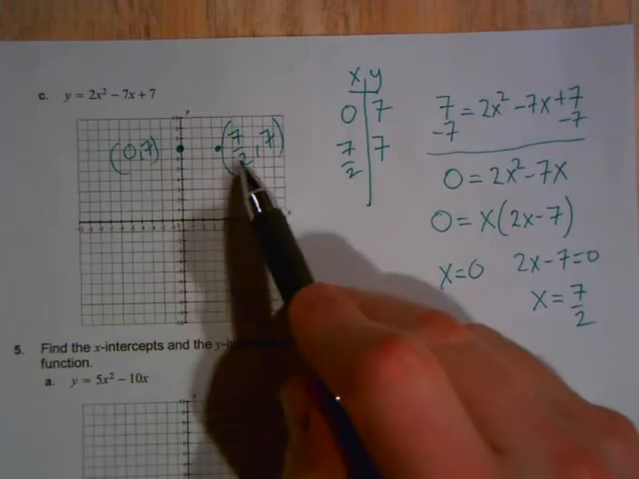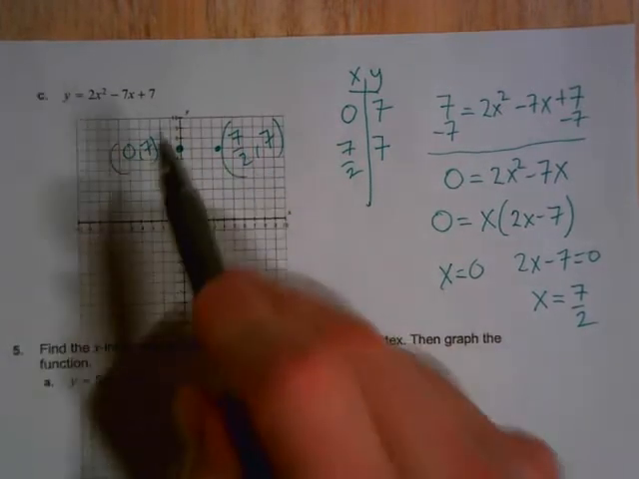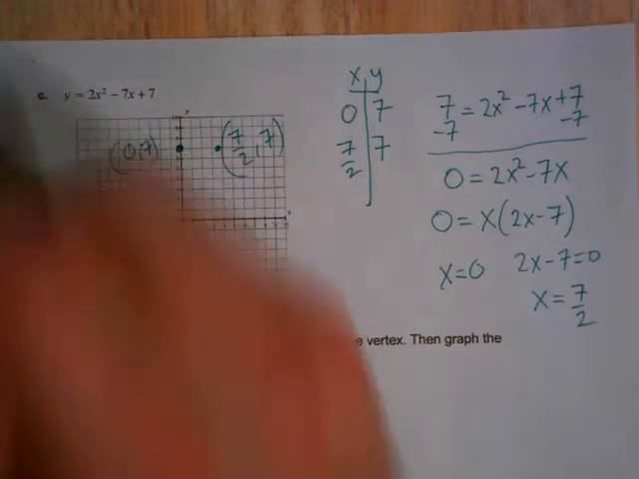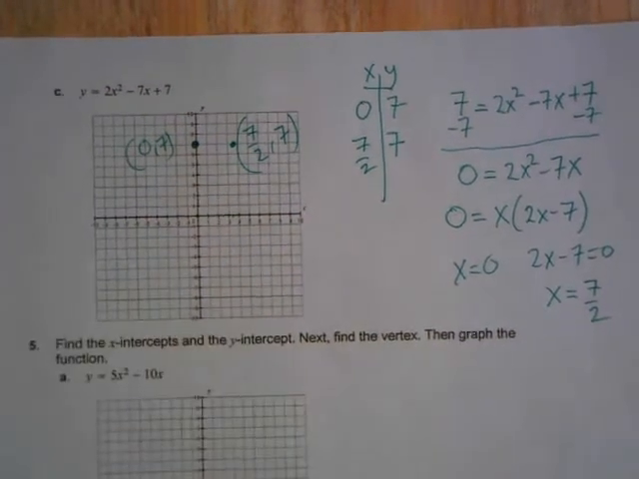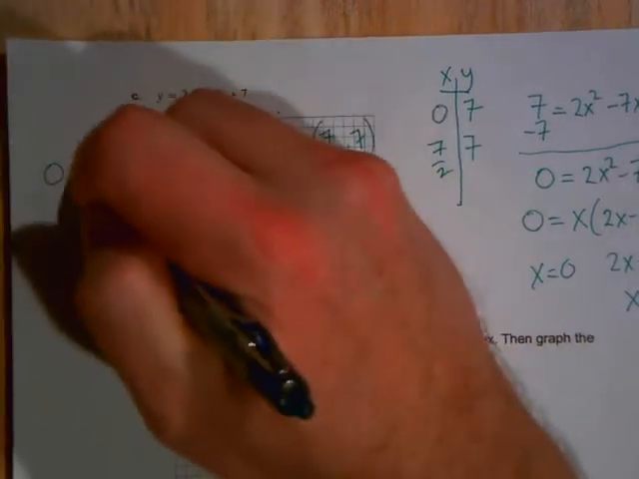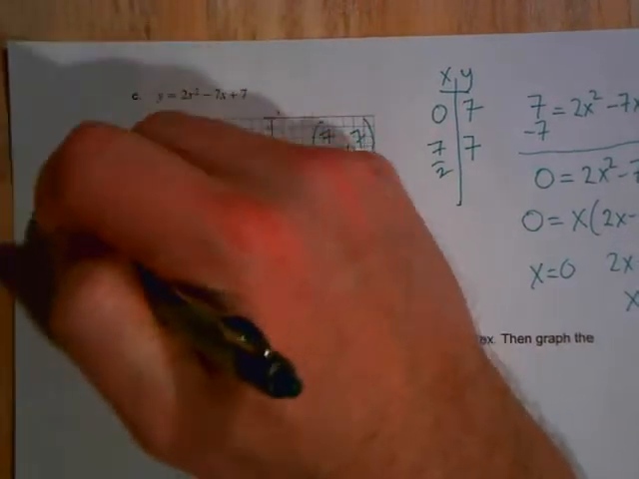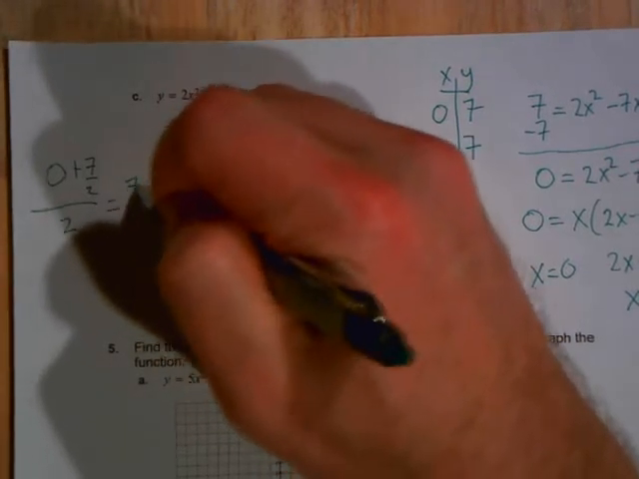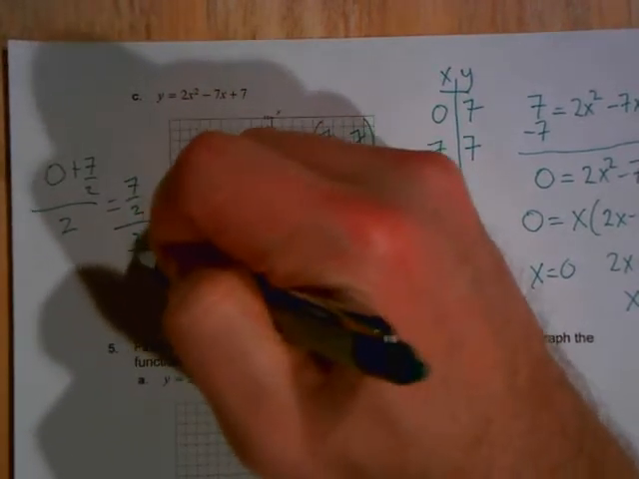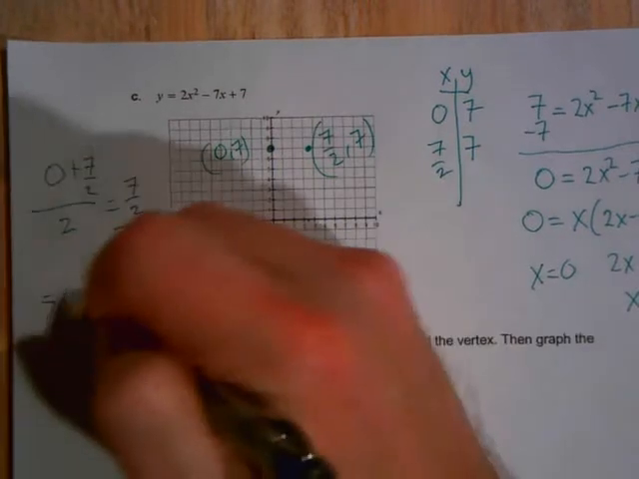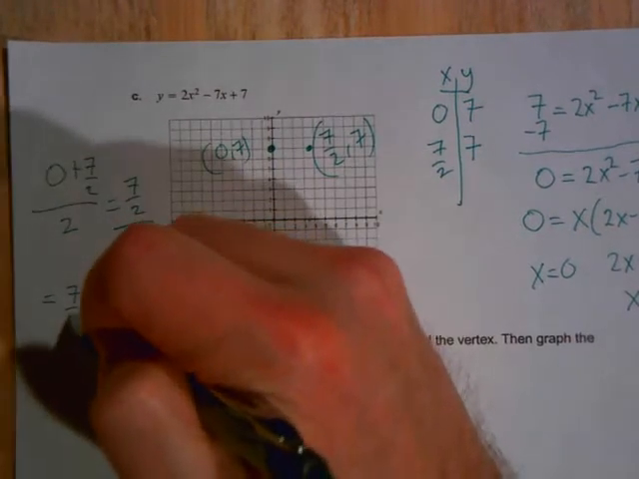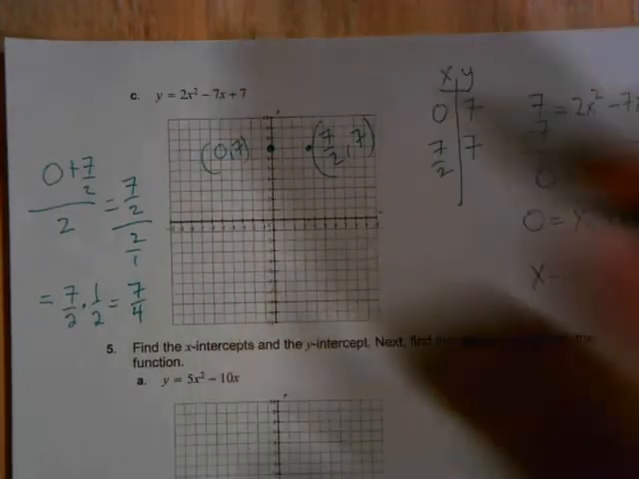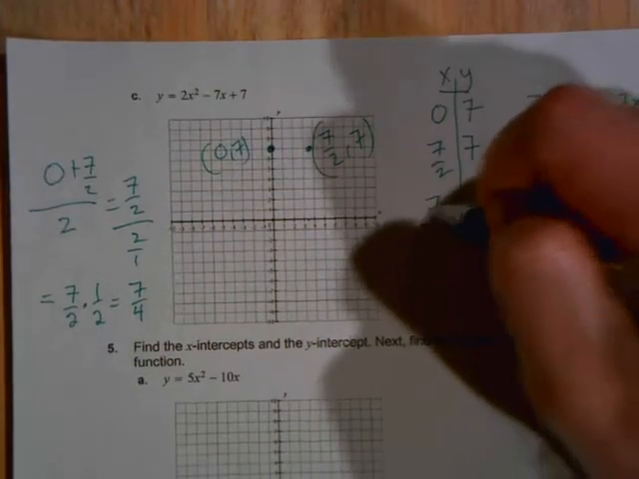Our vertex has got to be halfway in between. So halfway in between, I take 0 and I add 7 halves, and then I have to divide that by 2. So that's 7 halves divided by 2. I think of 2 as being a fraction, 2 over 1. I flip and multiply, I get 7 halves times 1 half, that's 7/4. So I know my x value on my vertex is going to be 7/4.